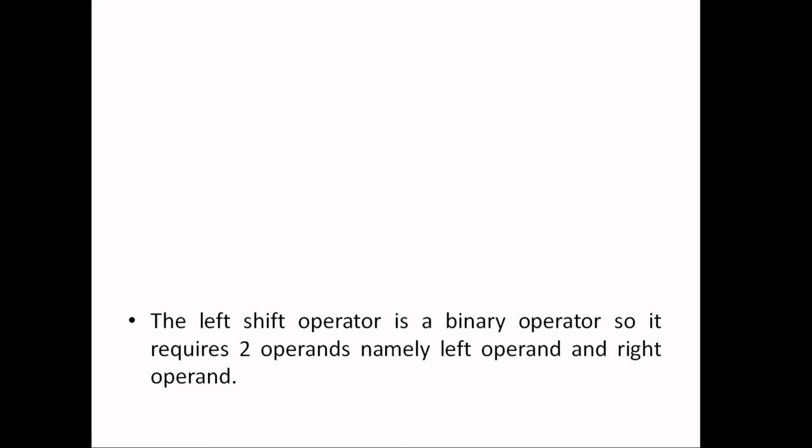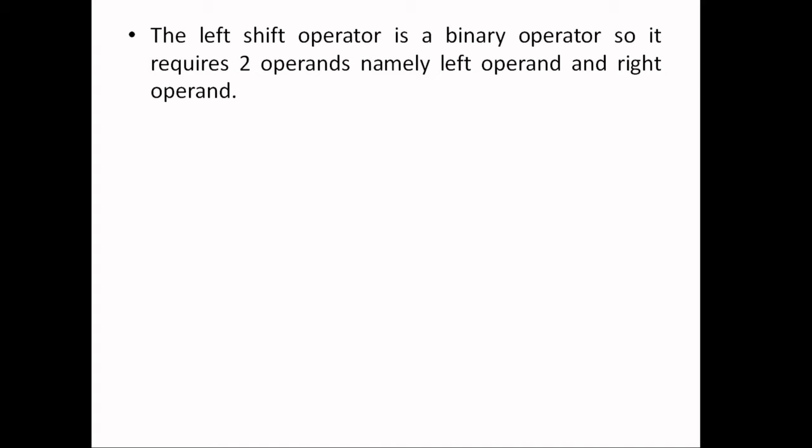Now the next operator is the left shift operator, which is represented by the double less than symbol. The left shift operator is again a binary operator. So obviously it requires two operands, namely the left operand and the right operand. The left shift operator shifts each bit in the left operand to the left. However, the number of places the bits are to be shifted depends upon the right operand.